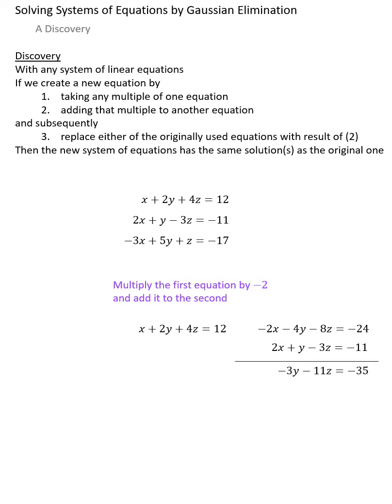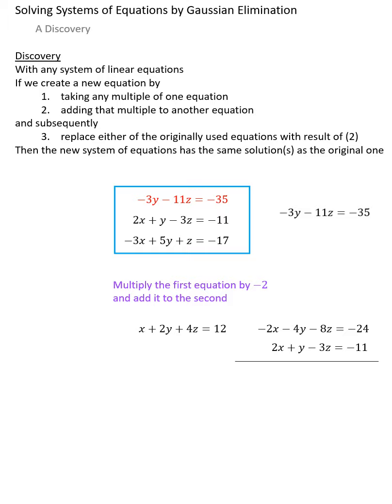The discovery states that if I were to take that sum and put it in place of either equation 1 or 2, then I would have the same system in terms of solutions. So if I were to put that here, then this system of equations would have the same solution as the original. Or if I were to put that sum here, then this system of equations would also have the same solution as the original. This would not work if I replaced the third equation with the sum, because the third equation wasn't used in creating it.